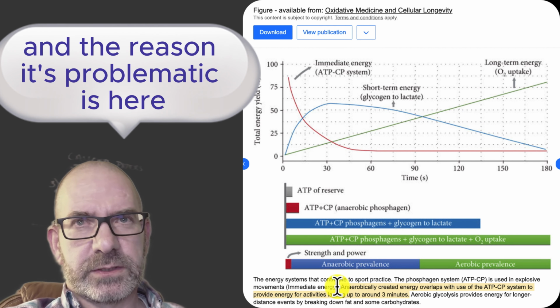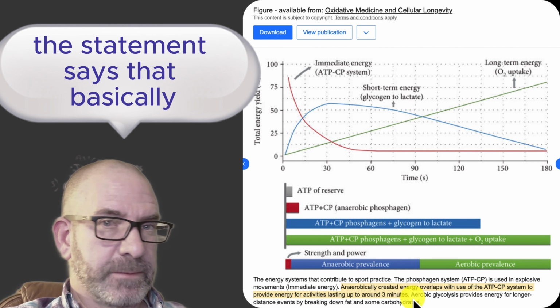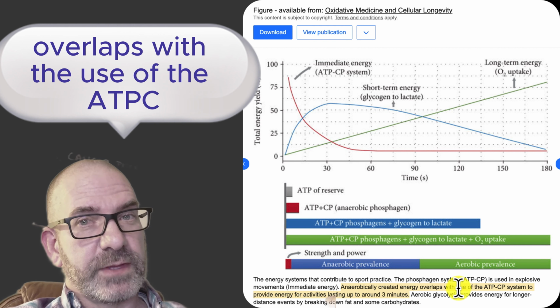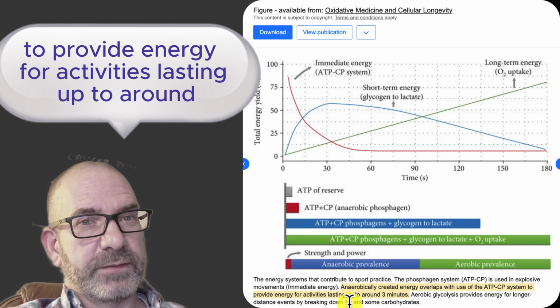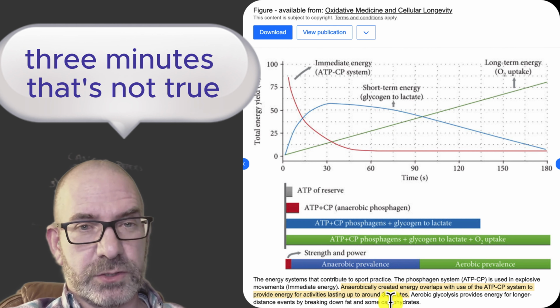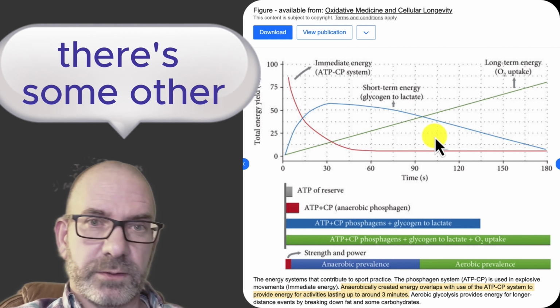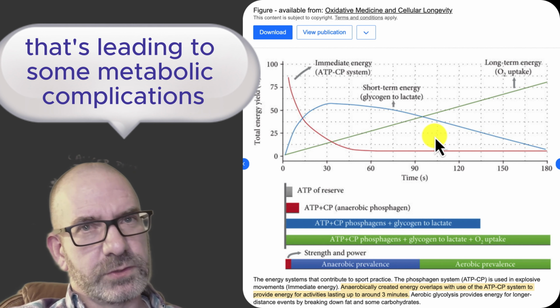And the reason it's problematic is that this statement says that anaerobically created energy overlaps with the use of the ATP-CP system to provide energy for activities lasting up to around 3 minutes. That's not true. If you walk, you're not going to use these unless there's some other condition already present that's leading to some metabolic complications.